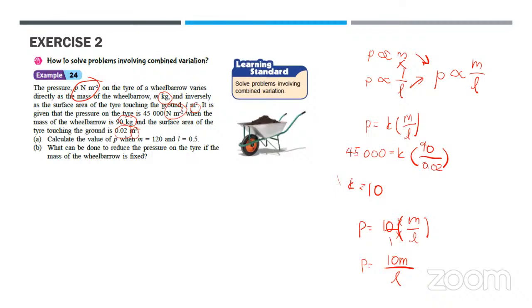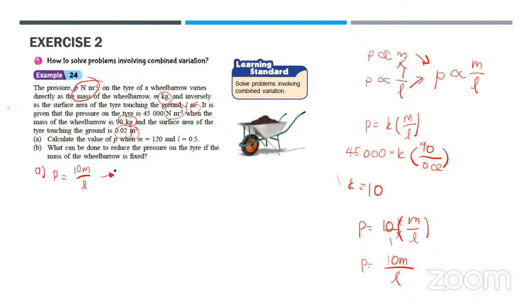Sorry about that. Okay, let's continue on. So P is equal to 10m over L. We aren't even done yet, so we haven't even gotten to solving the question yet. So let's look at A. Calculate the value of P when m is equal to 120 and L is equal to 0.5. We have our equation, and they want you to calculate P, which is easy because we already have the expression for it. P is equal to 10m over L.